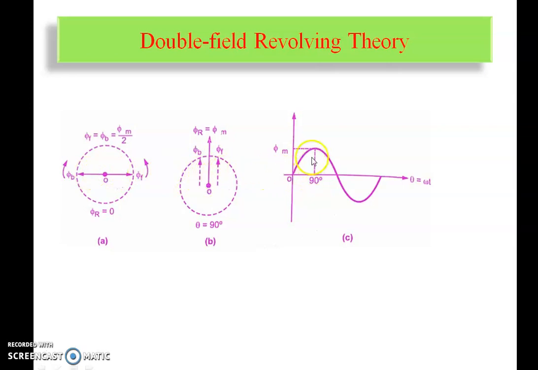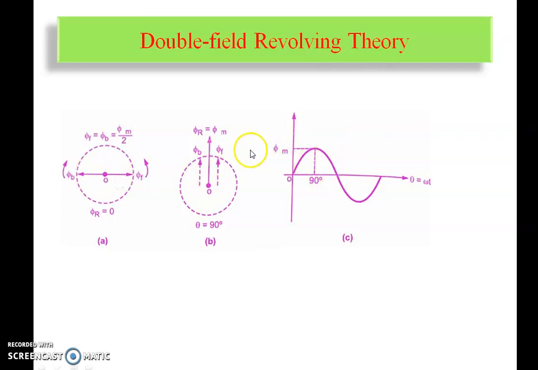Now at 90 degrees, what will happen again when it is 180 degrees? Phi b will be horizontal here. Phi b will reach this position while phi f goes to this position. That means it is the same as before, but here instead of phi f I will get phi b, and instead of phi b I will get phi m. Exactly opposite to that one. Again both are opposite, so the total flux value becomes 0.